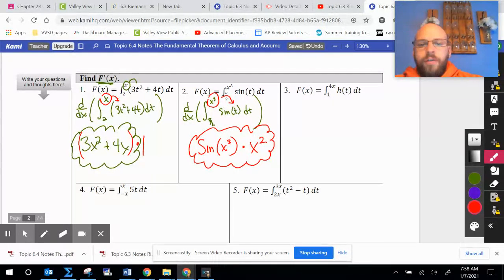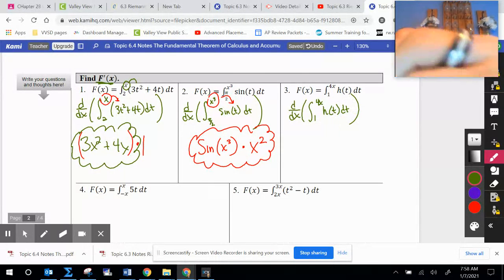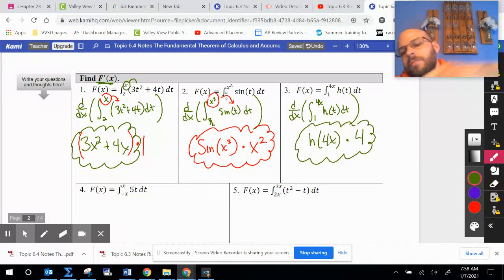All right, if I keep going, same idea, d over dx of the integral from 1 to 4x of h of t dt. I am going to get h of 4x times 4. And we don't know what h is, so this is the best that we can do.